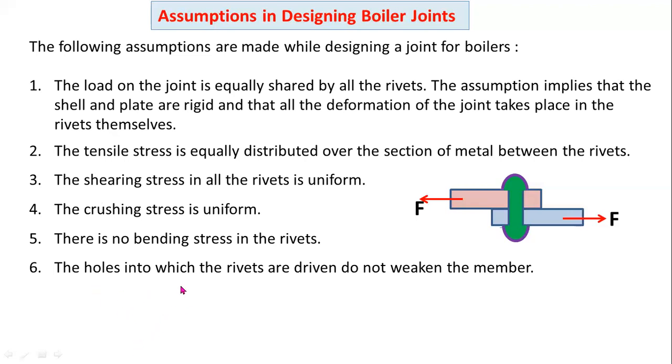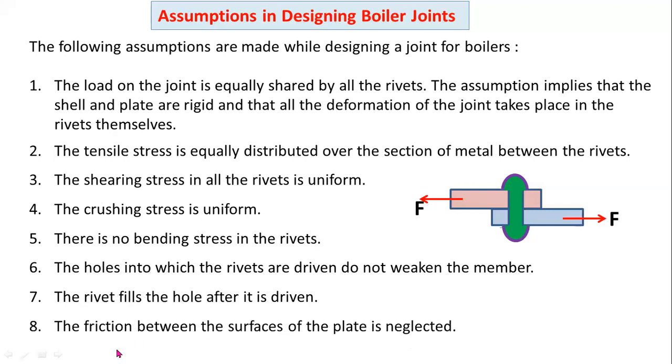The holes into which the rivets are driven do not weaken the member. The rivet fills the hole after it is driven. The friction between the surfaces of the plate is neglected. Now these all are the assumptions for designing boiler joints.